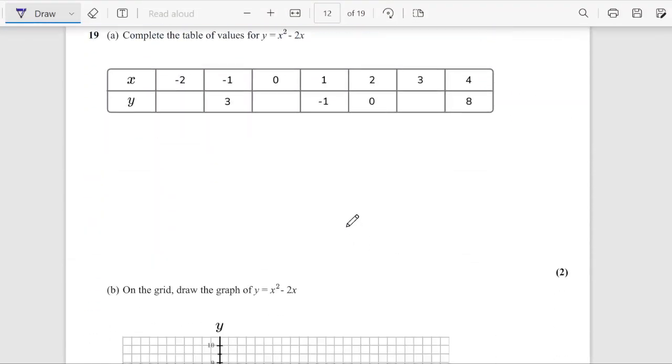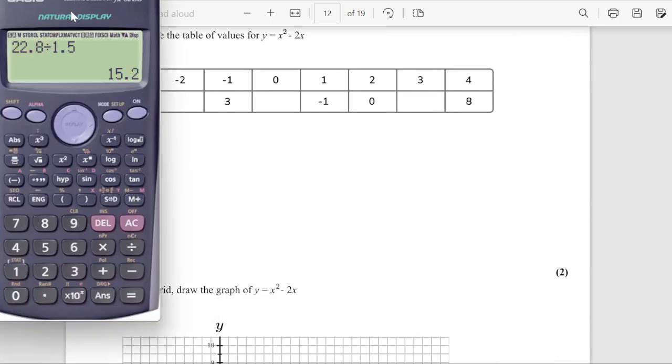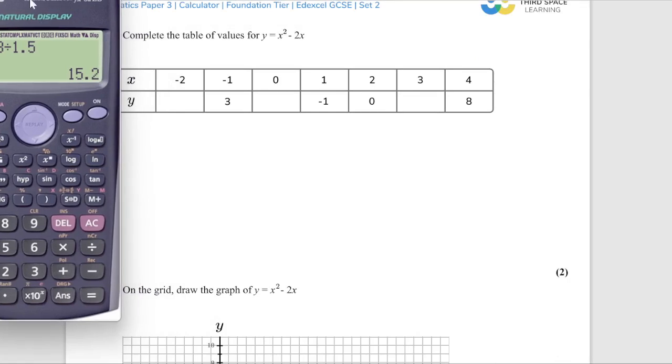Okay, complete the table for x squared minus 2x. I could type all of these in. I'll show you two ways to do it on your calculator. You could type this in. You could type each value in.